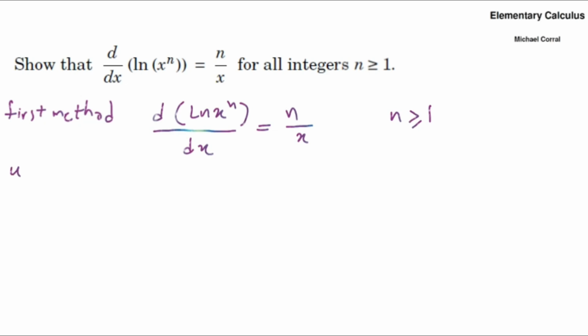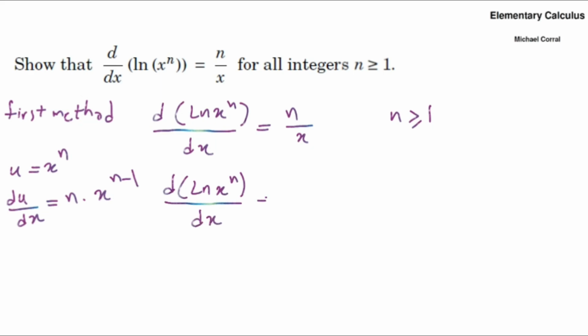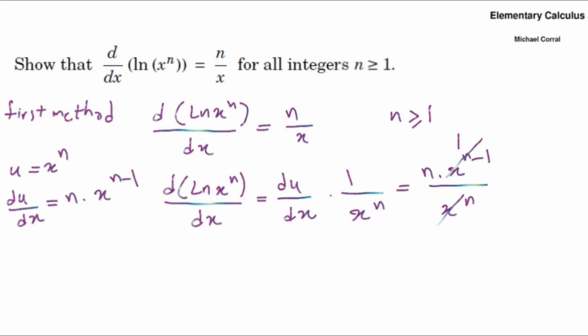We can assume that u equals x to the power of n, and the derivative of u equals n times x to the power of n minus 1, and the derivative of the ln of x to the power of n equals the derivative of u times 1 over x to the power of n, and the result is n times x to the power of n minus 1 over x to the power of n, and this is 1 and this is x, so the result is n over x.